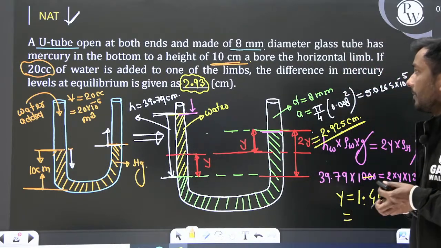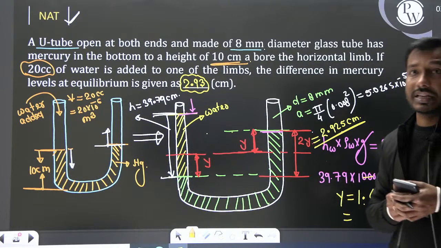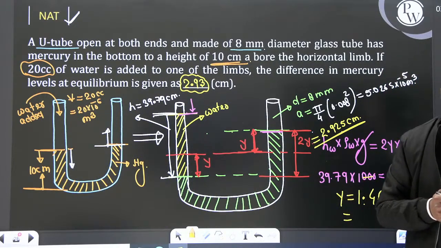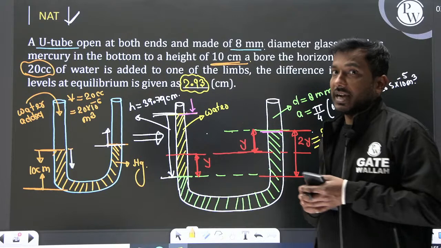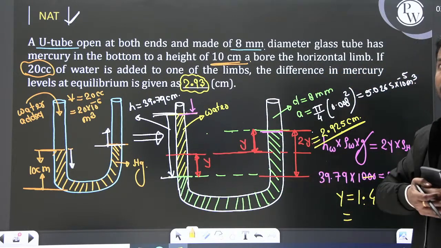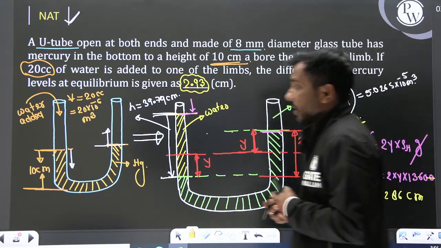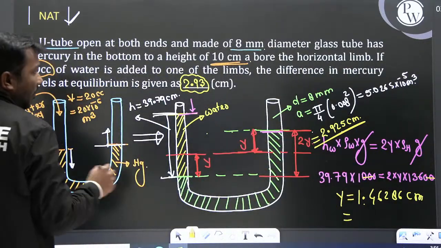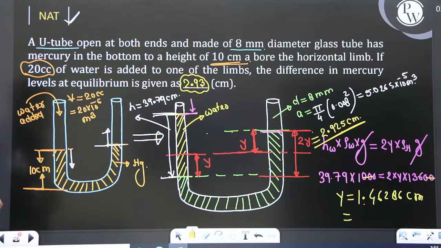2.93 centimeter. And this type of question is asked in GATE. Clear? I think 2 to 3 times this type of question is asked. Please practice these type of questions. Okay? I hope you can understand. So let me move on to the next question.